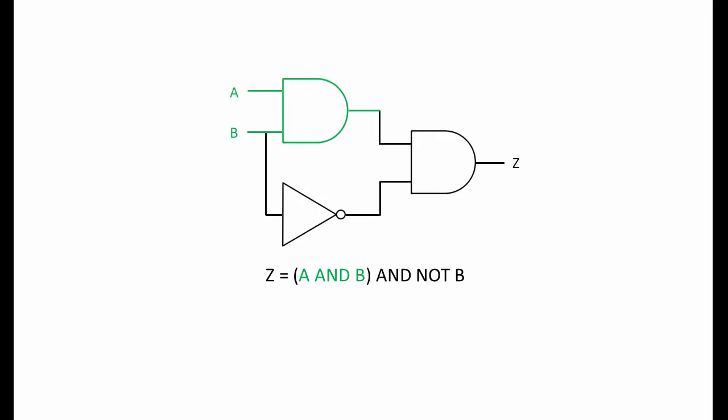The NOT operation is the next highest priority, so draw a NOT gate to invert B. There's only one B, so a junction is needed to split it. Then pass the outputs of the AND and the NOT gates through another AND gate to give Z.